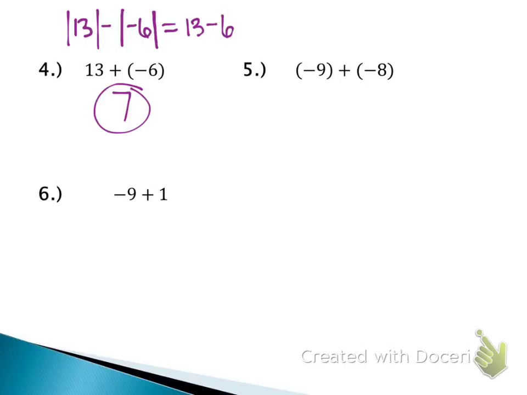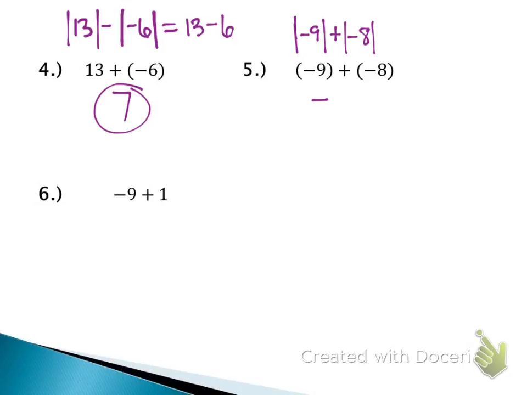Number 5. We've got -9 plus -8. We have the same sign and we're adding them. So we add the absolute values. And we are going to keep the sign that we started with. So from the very beginning, I know my answer is going to be negative.